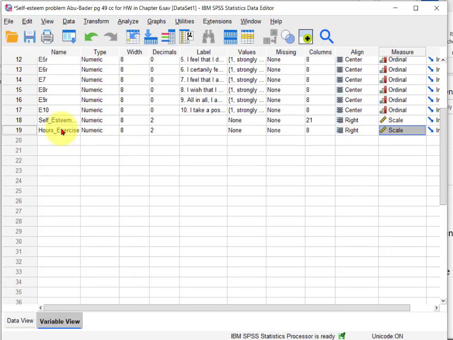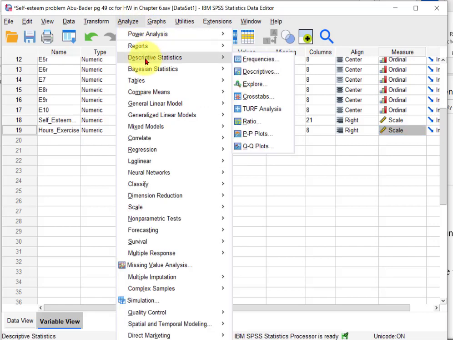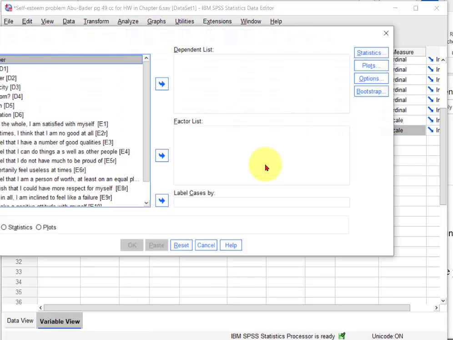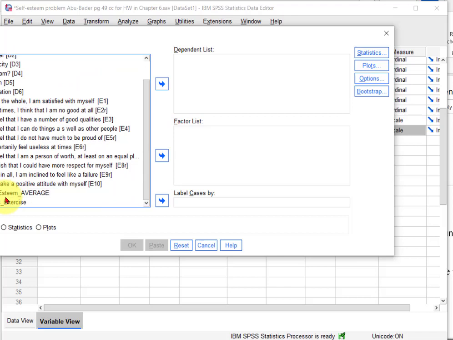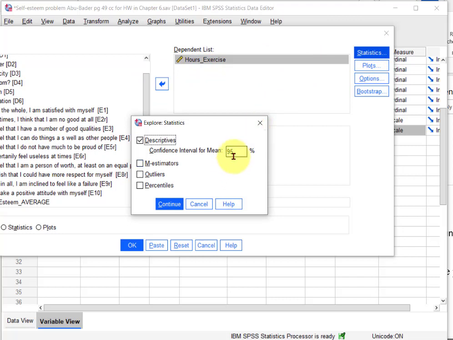So now watch how fast it is to make a confidence interval. We're going to go to Analyze. We're going to go to Descriptives. We're going to go to Explore. And I'm going to stick in hours of exercise, that's down at the bottom. Boom. And now dig, man. So this is going to give us the 95% confidence interval right there. See that? It's going to give us the 95%.